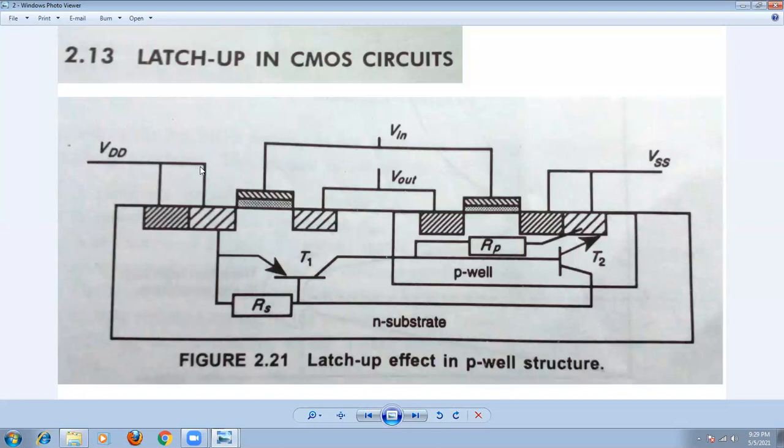In most cases you can use guard rings. The mostly used methods cannot reduce the resistance. We cannot increase the doping concentration of the substrate material, or increase the doping concentration of the well material. Therefore, you can use guard rings in order to eliminate this latch up condition. That is the main important thing.